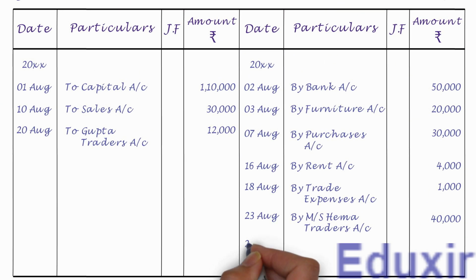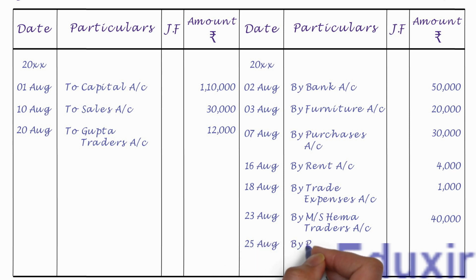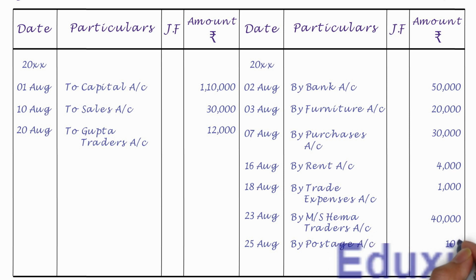Let us first write the date in the date column. We need to write by postage account into the particulars column. Let us write the credit amount of 100 rupees into the amount column. With that, we have completed the posting of this journal entry into the cash account. Let us now take up the next entry.